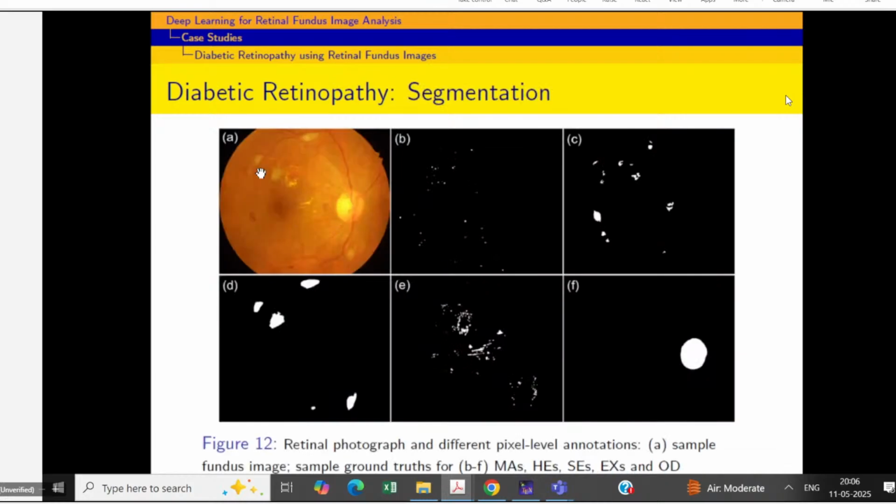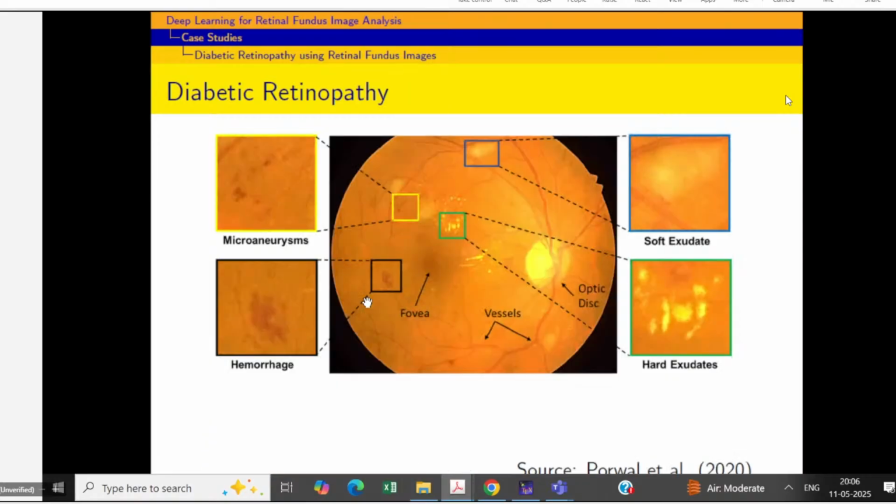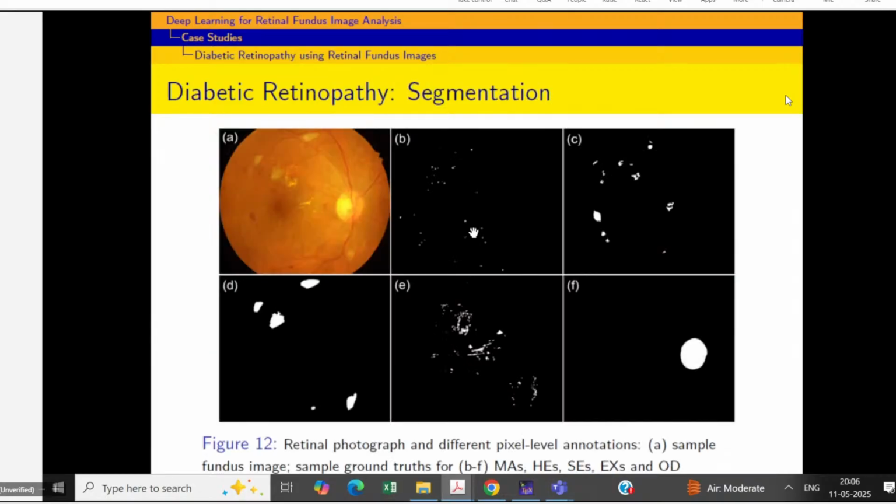If you just look at this particular image, here are some of the ground truths. Just look at figures B, C, D, and E. Forget about F, because it basically shows the optic disc. We are not interested in that case. We are interested in identifying the microaneurysm, hard exudate, soft exudate, and hemorrhage. So these are the four cases. Like microaneurysm, and here you can see the hemorrhages. These are right now a binary segmentation problem, because there are only two classes. Either it belongs to microaneurysm or it belongs to this.